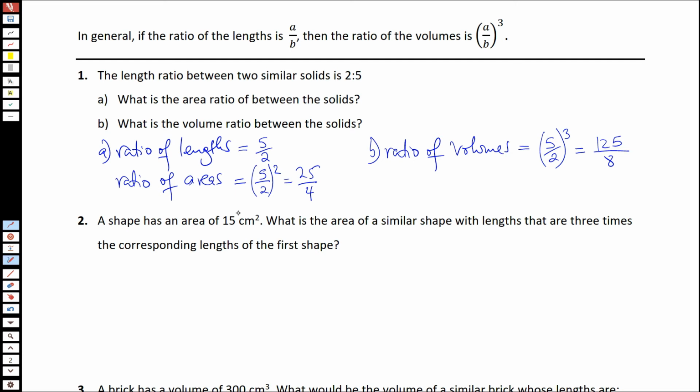So for the ratio of the areas, I discussed this in the previous video: to find the ratio of the areas from the ratio of the lengths, you just square it. And we've just seen that to find the ratio of the volumes, you cube the ratio of the lengths.